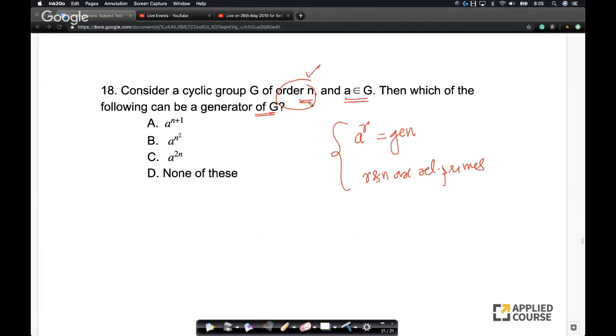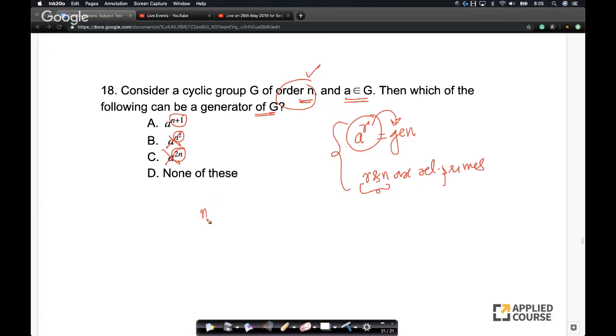The group has order n, and let's assume A power R is a generator. Then R and n have to be relatively prime, right? Now look at this. If this is R, 2n and n are not relatively prime, right? So this can't be the answer. n square and n are not relatively prime because the GCD is not equal to 1, right? So this is also not true.